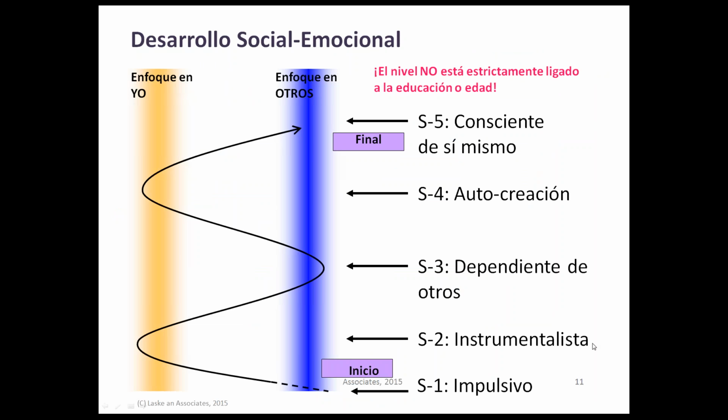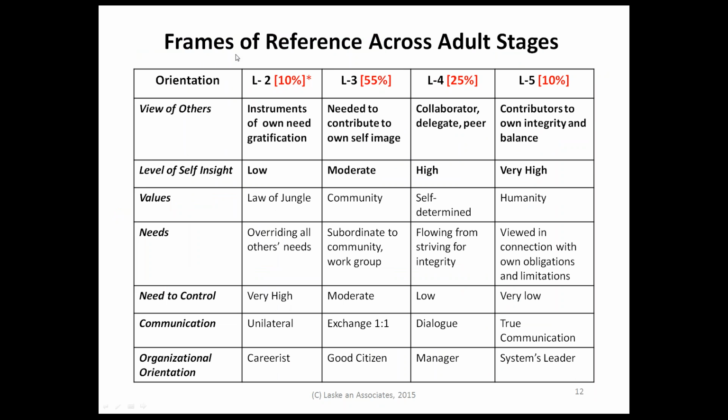Now, here briefly is a marco de referencia across all the etapas, and let me just point to one issue here. Here we have level of self-insight, insight into oneself. At level 2, which I haven't talked about much, insight into yourself is very low, but as you see, it rises to moderate in level 3, to high in level 4, and to very high in level 5.